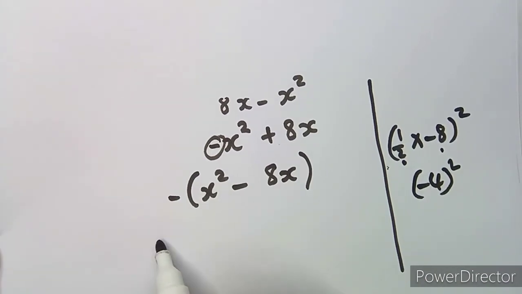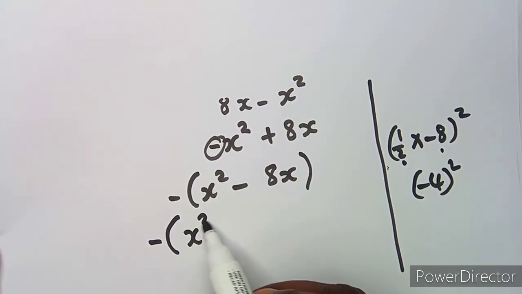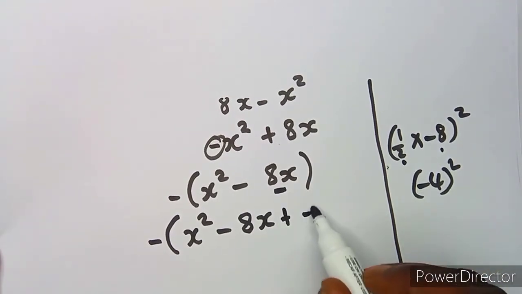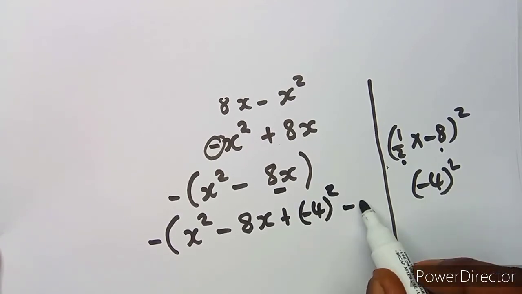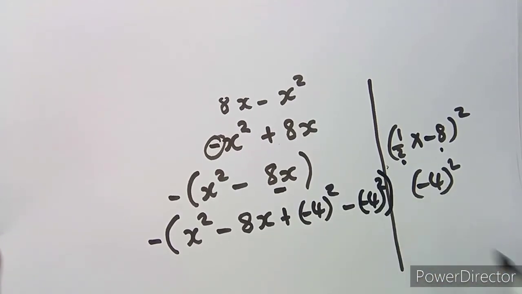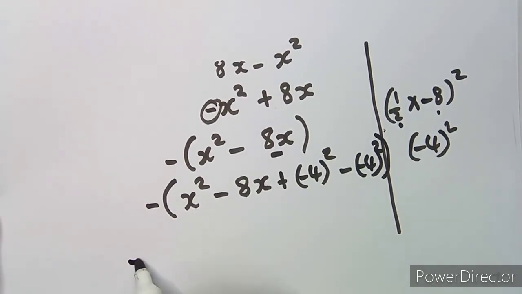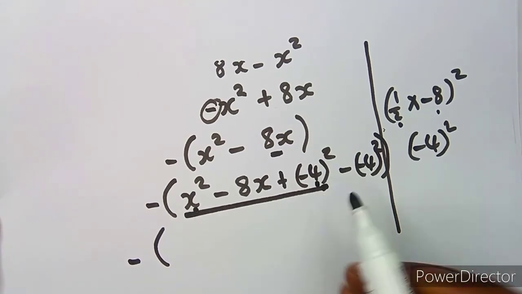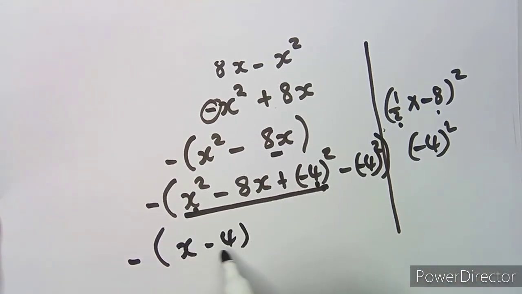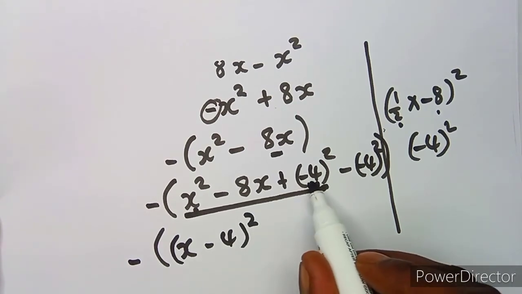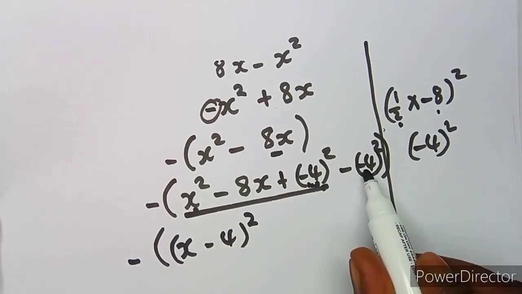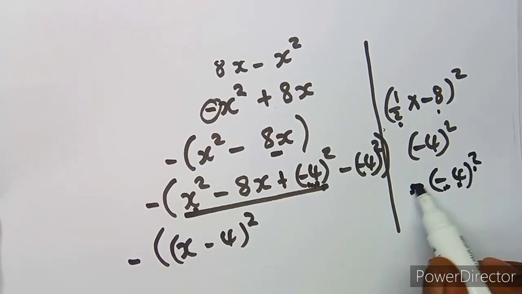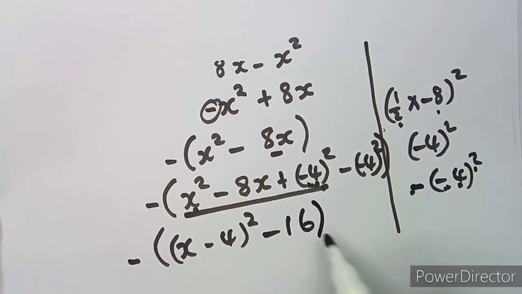So this is what I'm going to have: minus into x squared minus 8x. After this x, that is where I add the square, which is minus 4 squared. Then I subtract the square. Remember, guys, the concept that we did previously. So this is minus, and we are going to factorize from this up to the last term, x and minus 4. So it's x minus 4 squared. Take note, the sign is very, very important, which is minus 4 squared. So minus 4 squared is 16, so it's going to be minus 16.